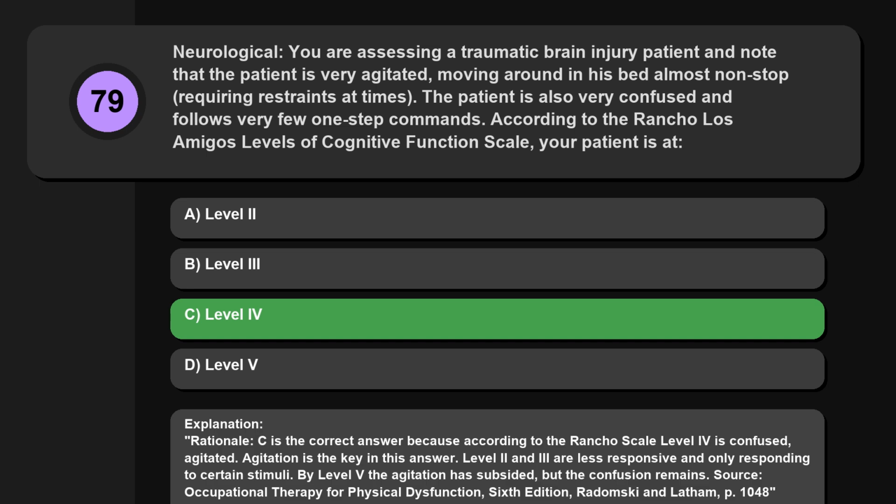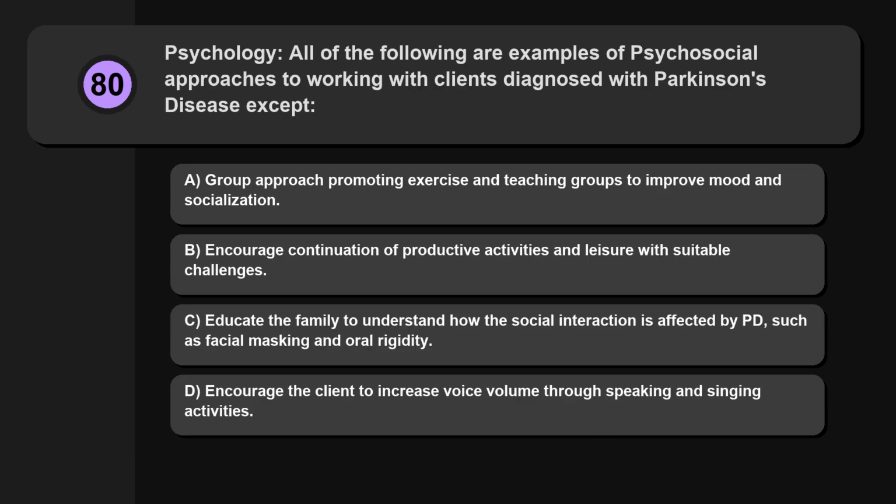Rationale: C is the correct answer because according to the Rancho scale, Level 4 is confused, agitated. Agitation is the key in this answer. Level 2 and 3 are less responsive and only responding to certain stimuli. By Level V, the agitation has subsided, but the confusion remains. Source: Occupational Therapy for Physical Dysfunction, 6th edition, Radomski and Latham, p. 1048.